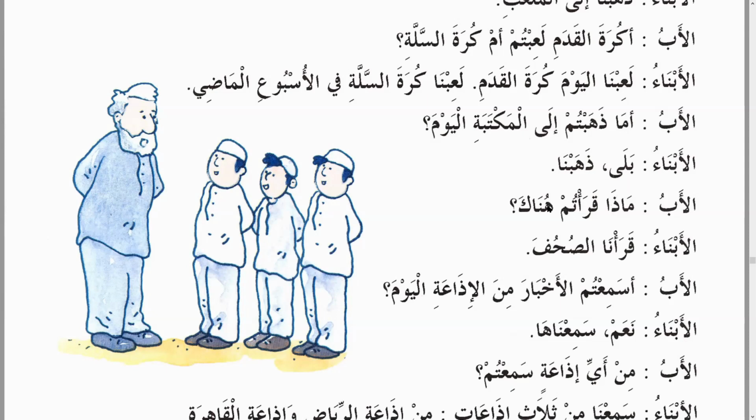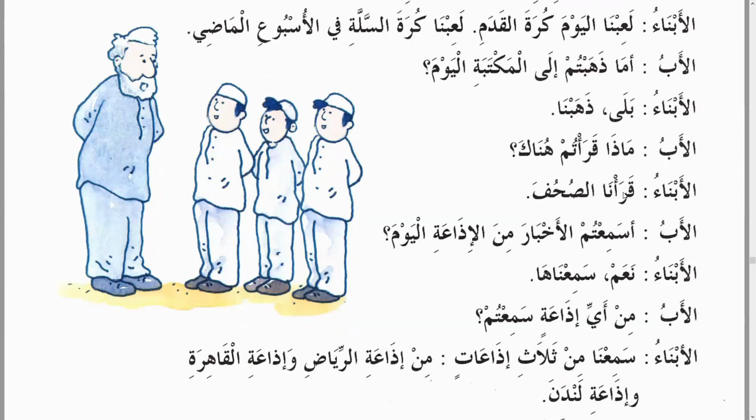ماذا قرأتم هناك? What did you read there? قرأ, قرأوا, قرأت, قرأتا, قرأنا, قرأتما, قرأتم. Right? So anytime you feel, what did you all read, right? But in English, we have just one "you". But in Arabic, we have all the forms, right? ماذا قرأتم هناك? What did you all read there? قرأنا, we read.